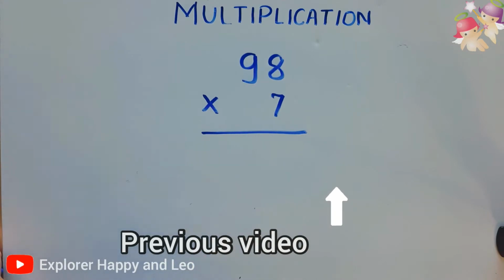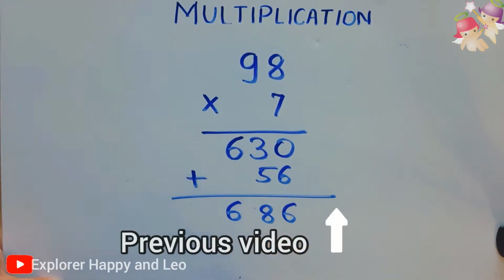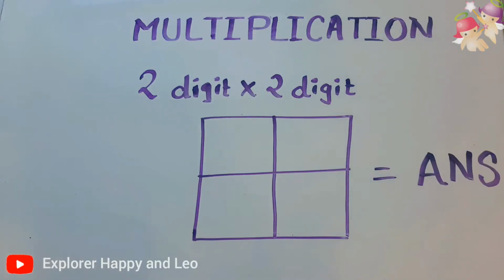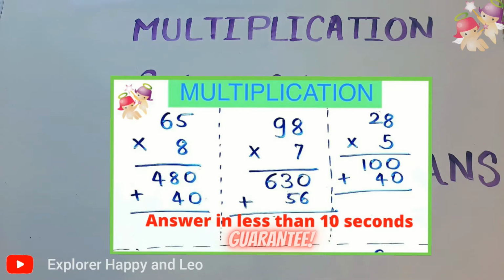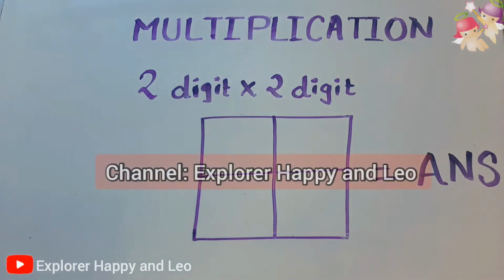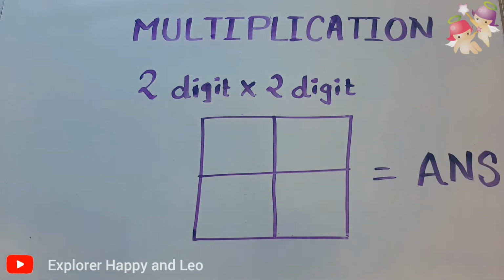In our previous video, we discussed 2-digit into single-digit multiplication, a simplest strategy. If you haven't seen our previous video, I insist you go to our channel and watch it. You can find the link in the description below, or you can click on the icon above. Okay, now let's move into today's video.